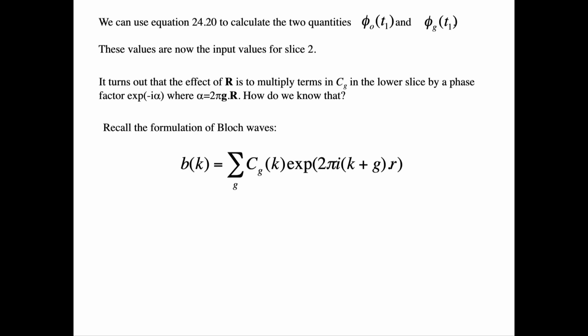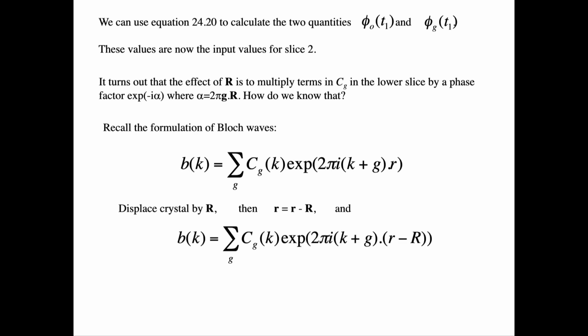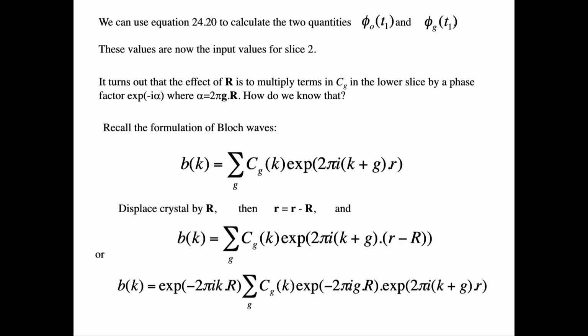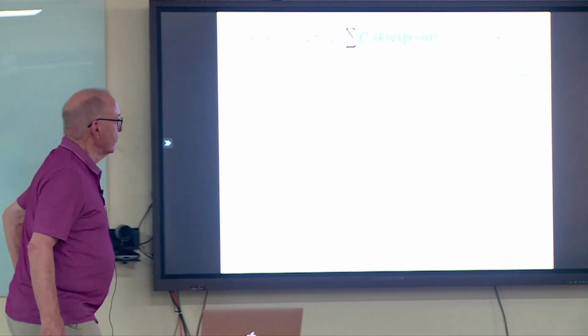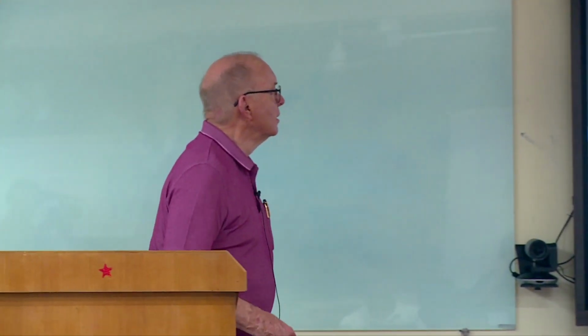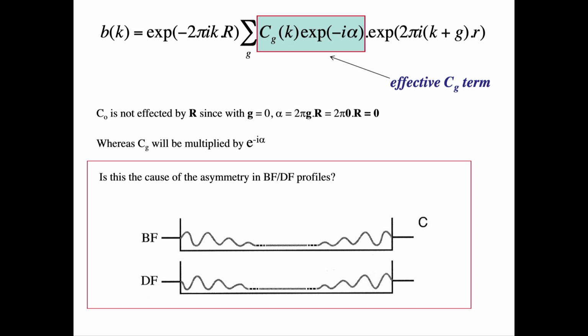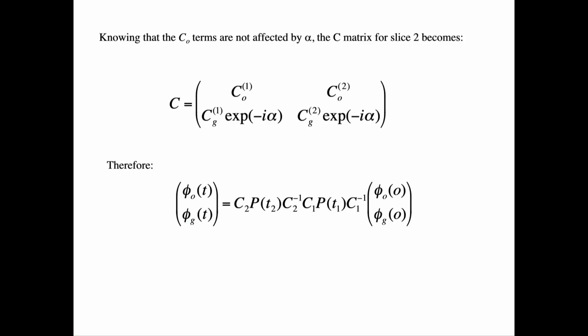All right, so on all of this you had this morning. It was just to recall if I was giving this on two different days. Okay, so that's exponential, and that is exactly what's happening here, the effective Cg term. And C0 is not affected by that. And so we get the asymmetrical profiles. And this is all from this morning. It's still the same.